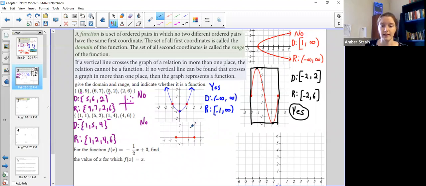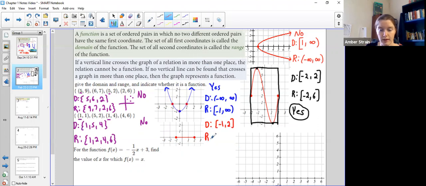Now, last we've got this guy here. He's a little bit sneaky, but it's the same rules. On this one, it's just a straight little piece of a horizontal line. So my domain is from -1 to 2. Again, it has those distinct dots. It did stop.